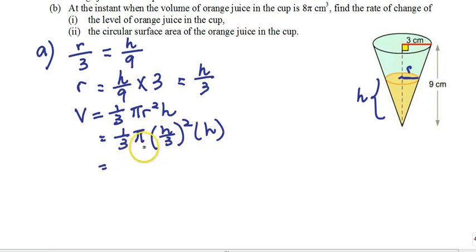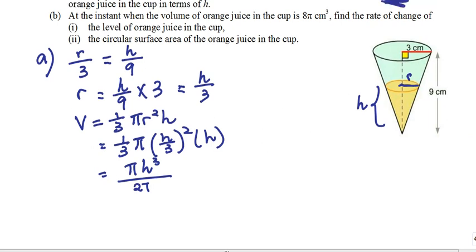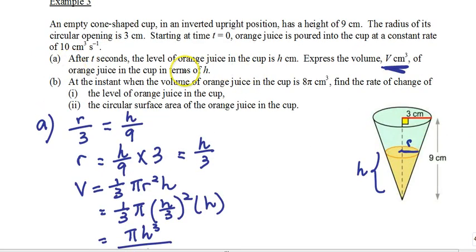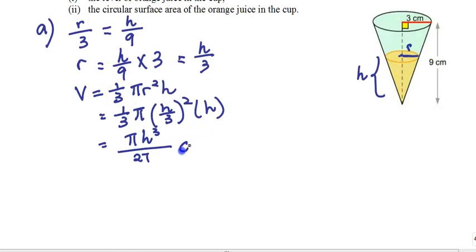If you work this out, pi remains on top, h squared times h will give you h cubed, over 3 times 3 squared, which gives you 27. So you can express V as pi h cubed over 27, and the units will be, remember, this is the volume, so volume is in cm cubed. So the first part here has nothing to do with rate of change.